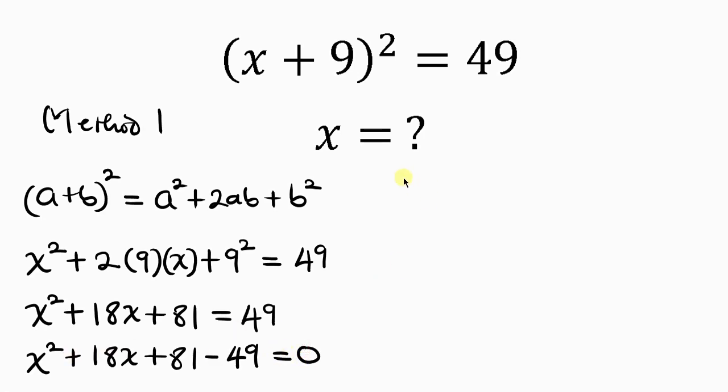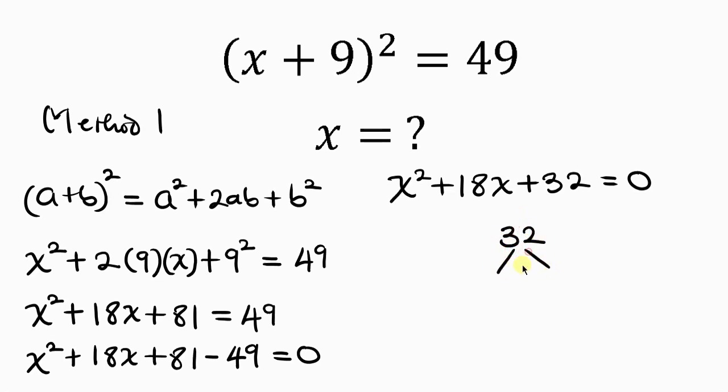Now this simplifies into x² + 18x. Now 81 minus 49, I have 32. So plus 32, and this is equal to 0. Now notice that we have a quadratic equation, and the good thing about this quadratic equation is that it is factorizable. So what are the factors of 32? 32 has a factor of 16 times 2.